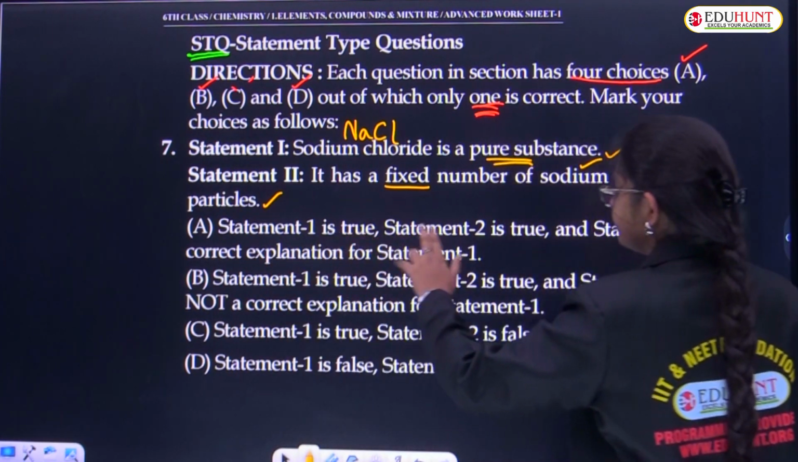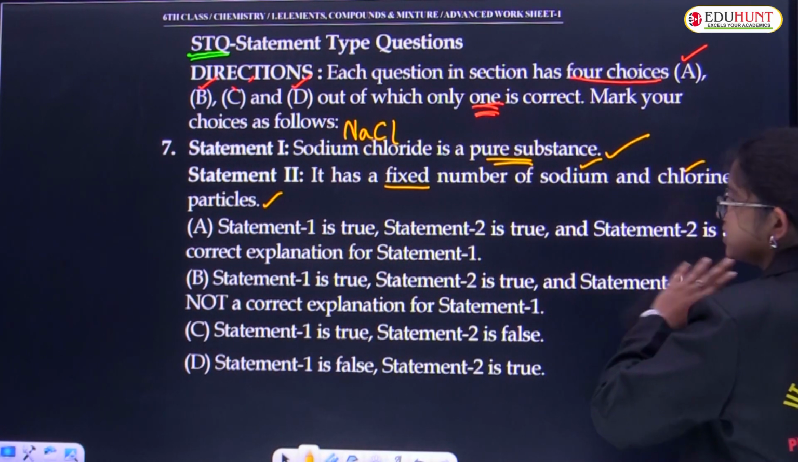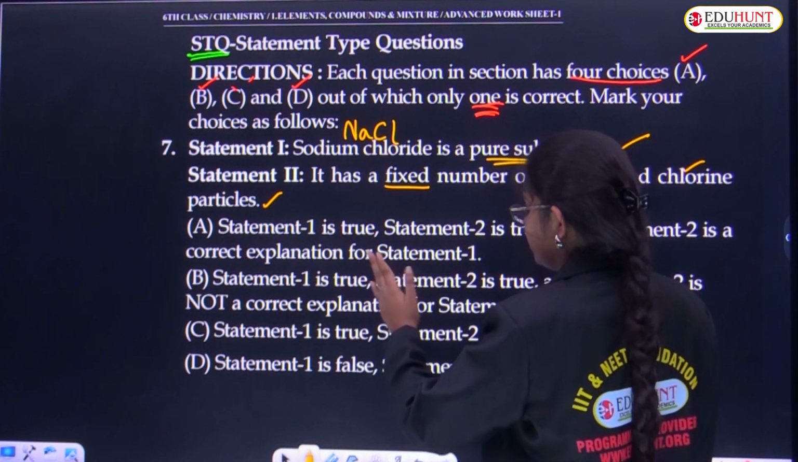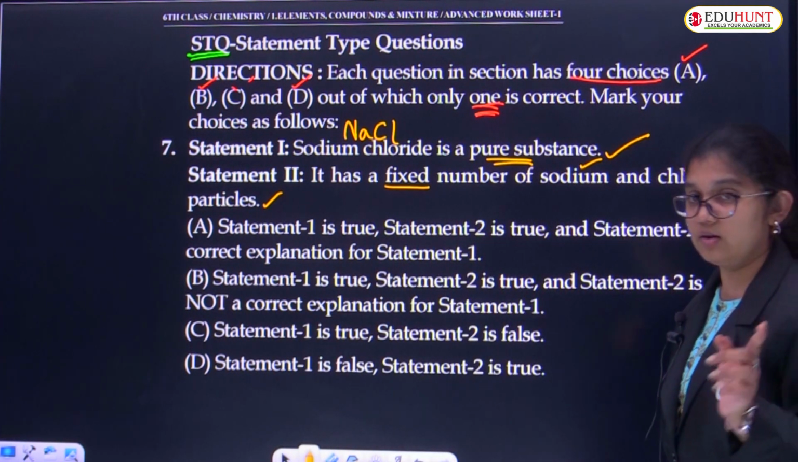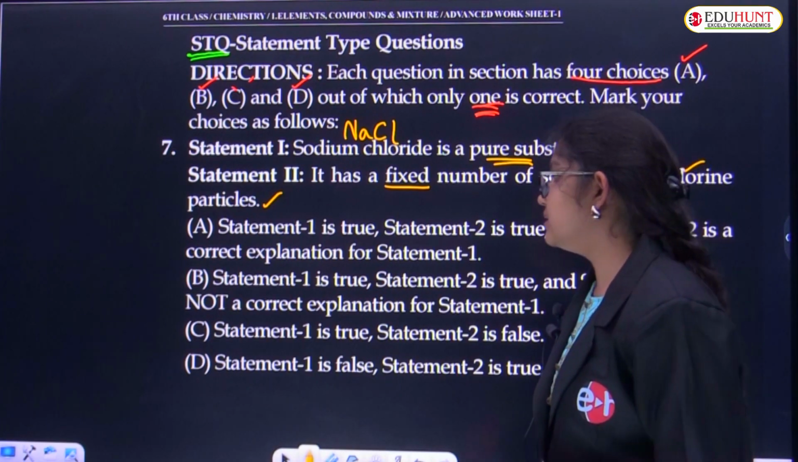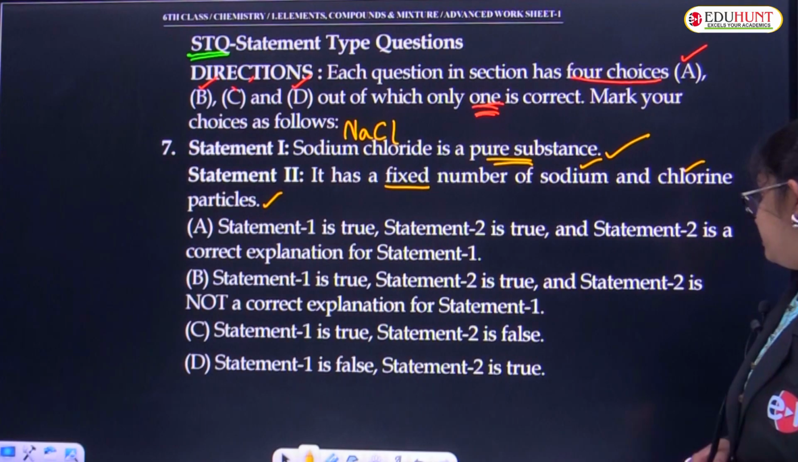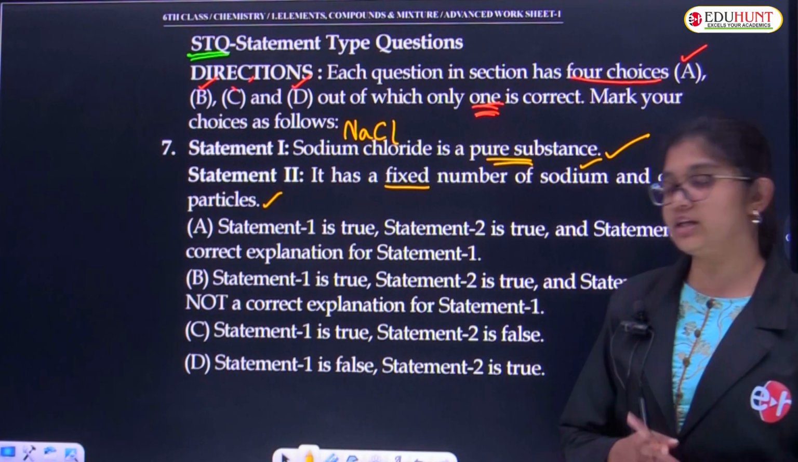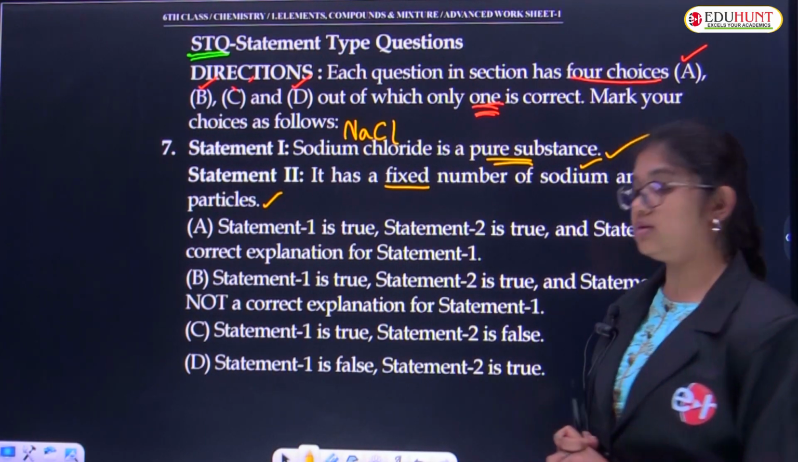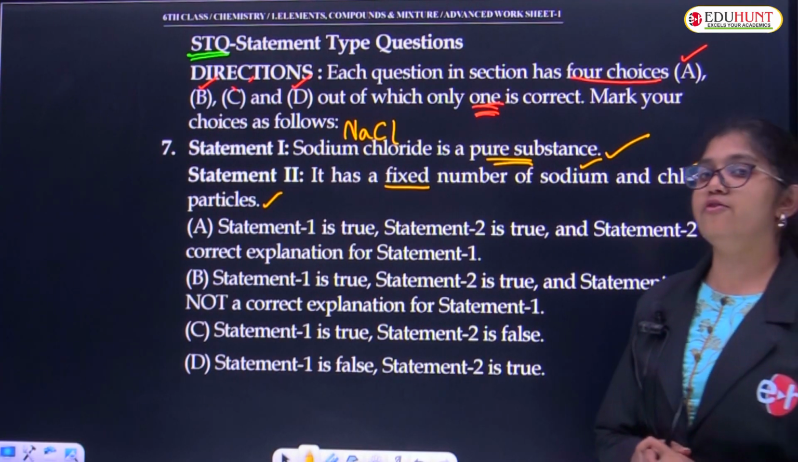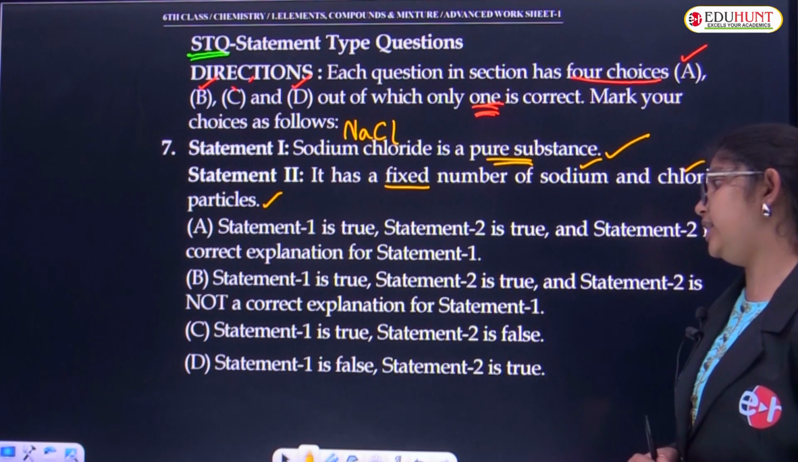Statement 1 is true, statement 2 is true, and statement 2 is a correct explanation for statement 1. This is given in option A. Option B: statement 1 is true, statement 2 is also true, and statement 2 is not a correct explanation for statement 1. Okay, do you see that clearly?